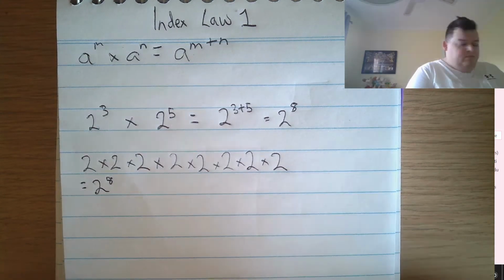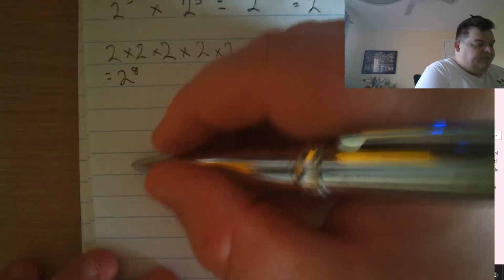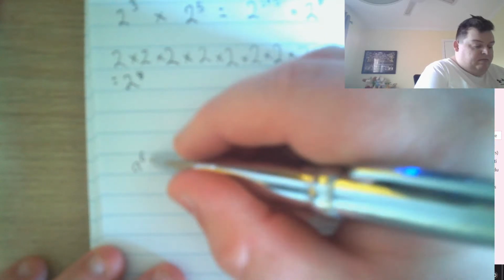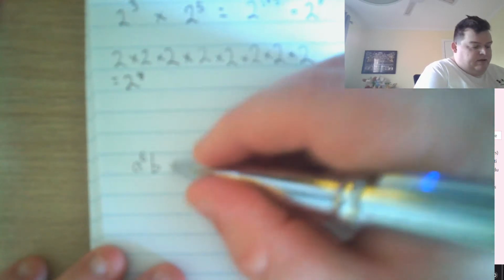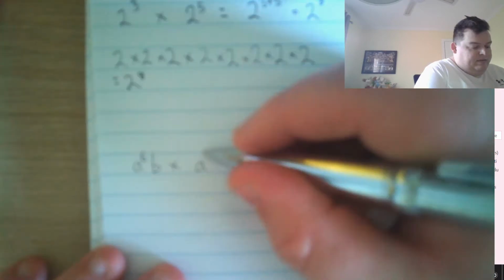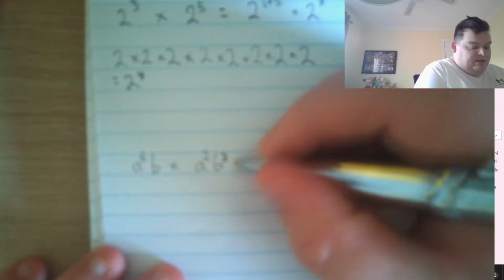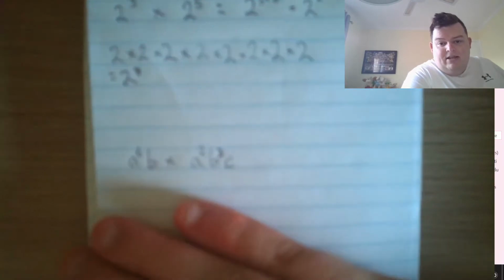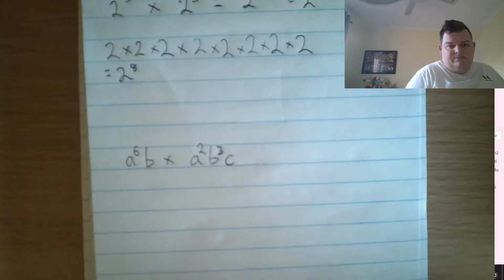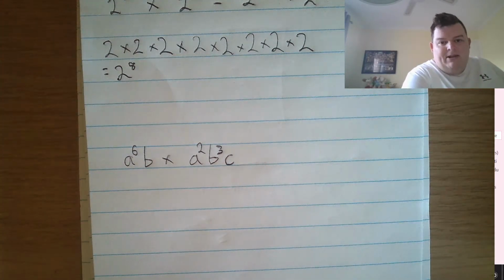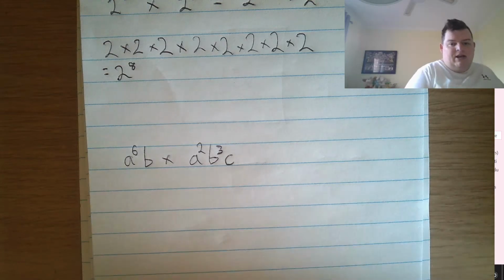They can be a little bit harder, so I'll do one a little bit harder just in case you want to see what that looks like. If you had something like, let's say you have a to the power of 6, b, times a to the power of 2, b to the power of 3, and c, right? So this is a more challenging one. I've got a whole bunch of things together, right? So I've got a to the power of 6b, and I've also got a to the power of 2, b to the power of 3, and c, right? So this is one of the harder ones.